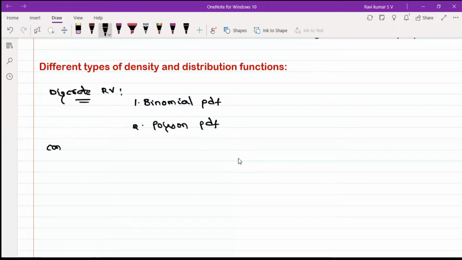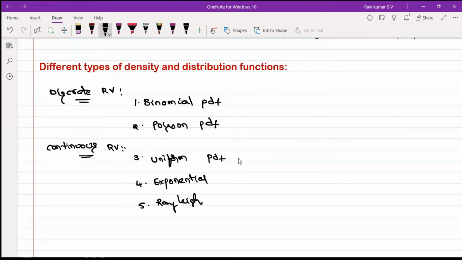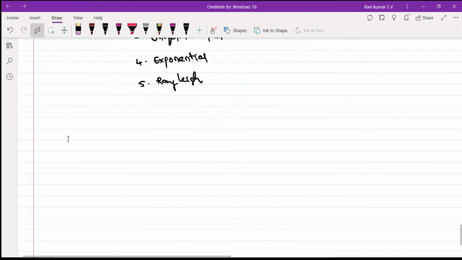If the random variable is a continuous random variable, now I'm taking different types. I'm numbering them 1, 2, 3 like that. Under the continuous random variable category, I have the uniform probability density function, the exponential probability density function, and the other one is the Rayleigh probability density function. So these are the 5 probability distribution and density functions that we have, and we need to discuss each one separately, one by one. So now let us start with the binomial density function.